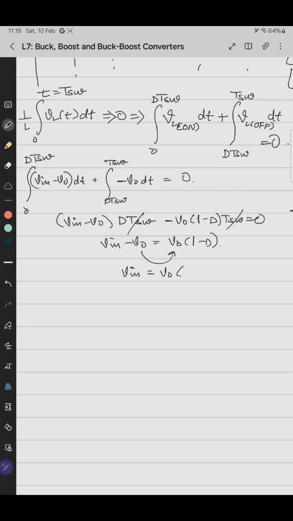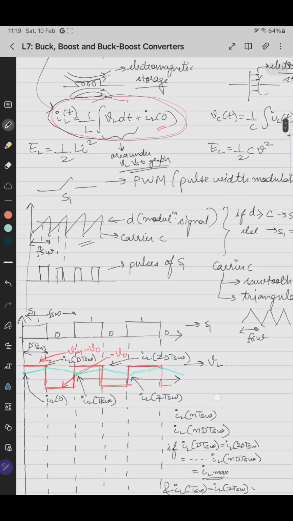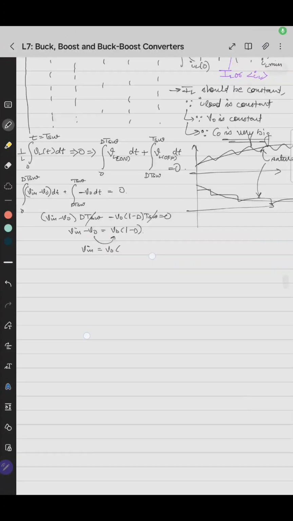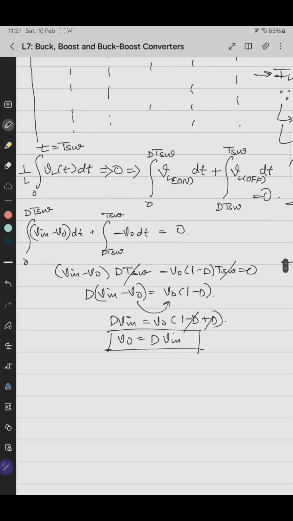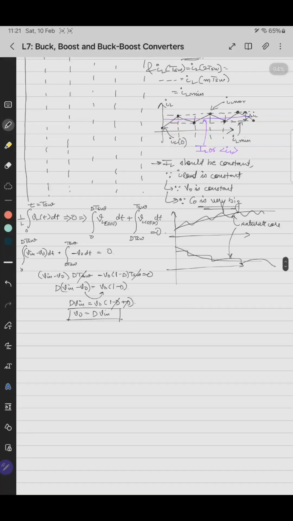Sending V naught to this side, it will be d into V in. If we take V naught common, it will be V naught into 1 minus d plus d. It will be cancelled. So V naught will be d into V in. This is the steady state relation between the output and input voltage for a DC-DC buck converter.